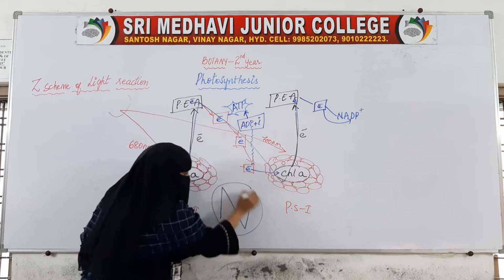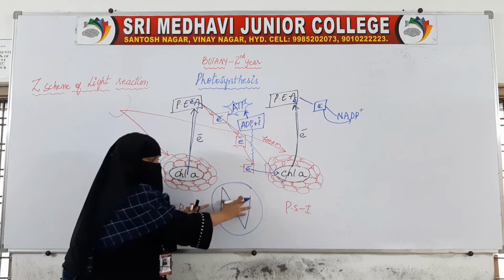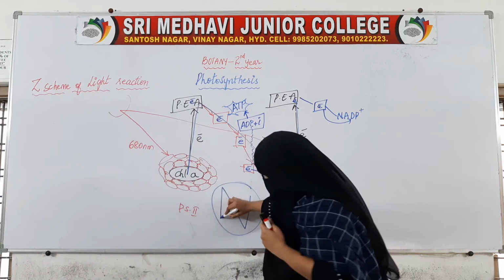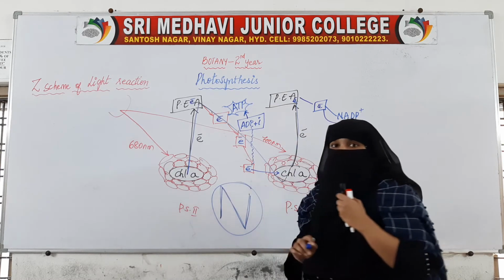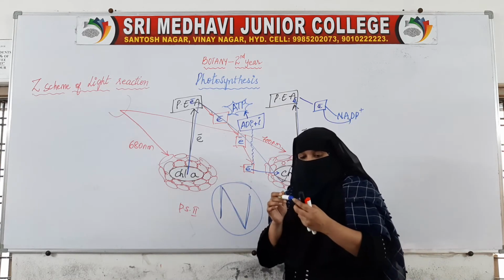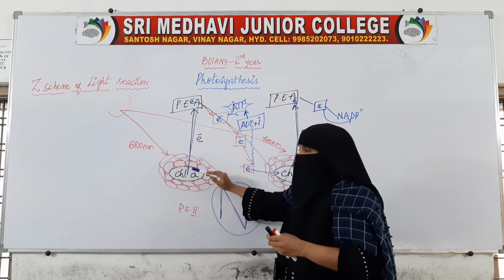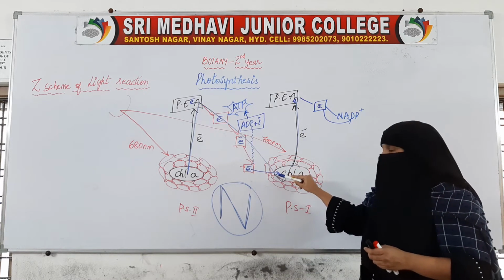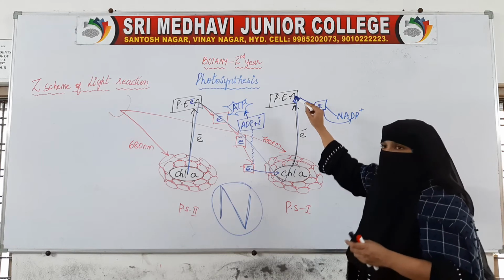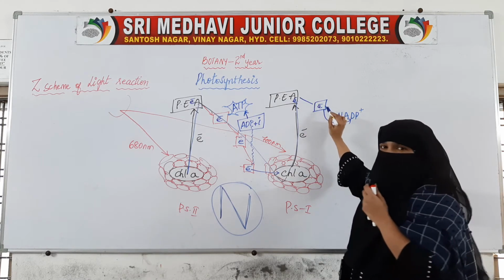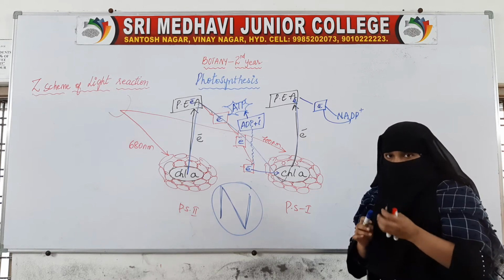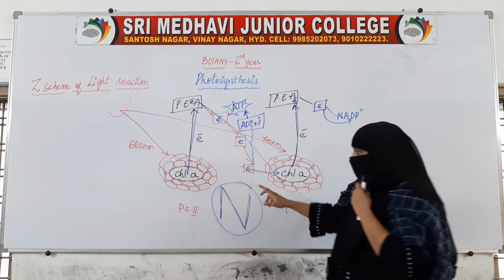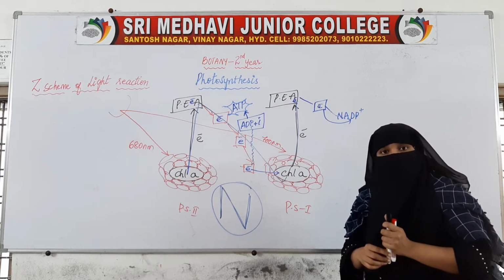If we see it like this, it will represent the letter N. But if you see it like this, this and this, it represents the letter Z. It represents the letter Z because it starts from the primary electron acceptor, passes through this series of electron carriers, then again the electron moves up, and finally it is accepted by the oxidizing agent, that is NADP. So this is called the Z scheme of light reaction.